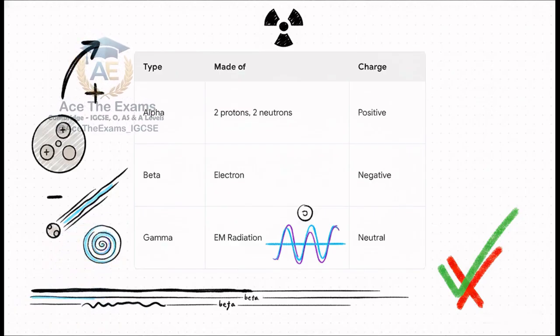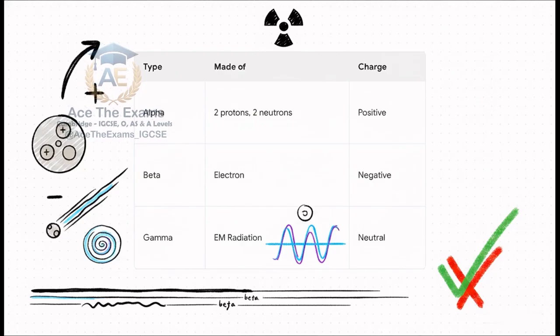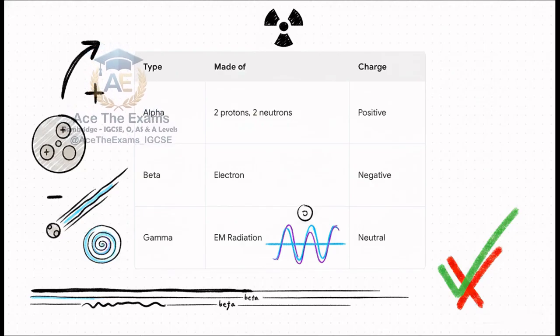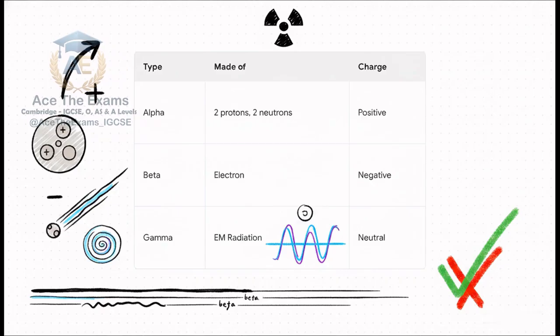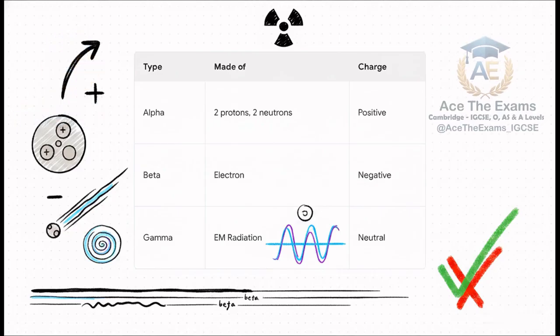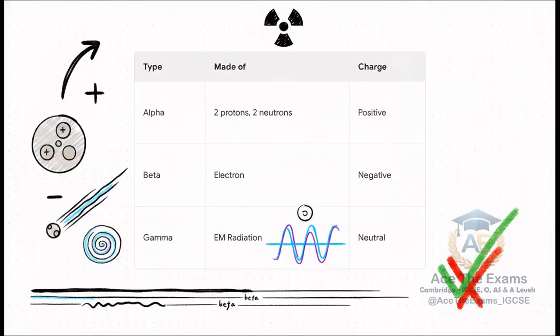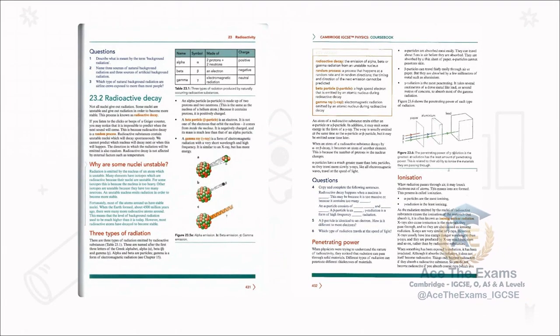Point: alpha and beta particles differ significantly in their physical composition and charge. Evidence: an alpha particle consists of 2 protons and 2 neutrons, giving it a +2 charge, whereas a beta particle is a single high-speed electron emitted from the nucleus with a -1 charge. Explanation: because of this mass difference, massive alpha particles travel much slower than the lighter, faster beta particles. Link: this massive size difference directly dictates their behavior in electric fields and solid materials. Boom! Full marks.